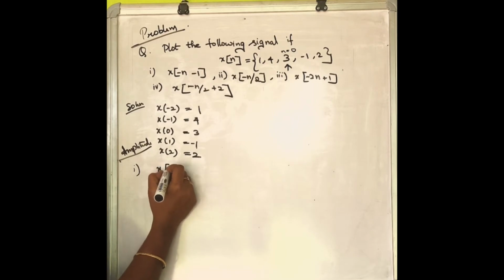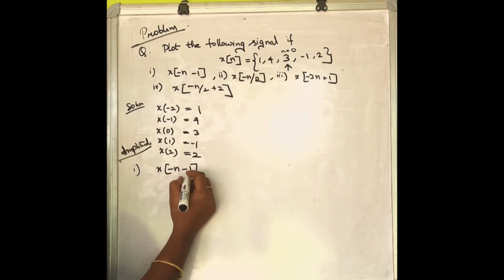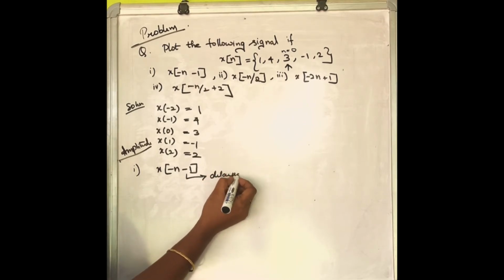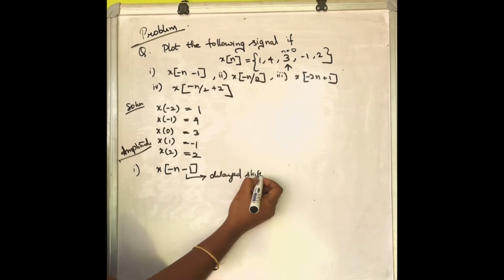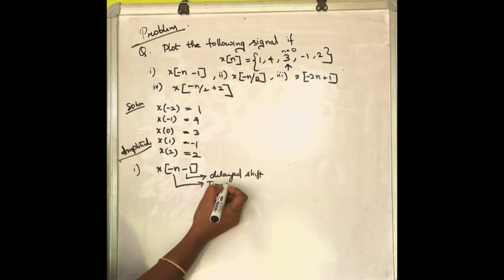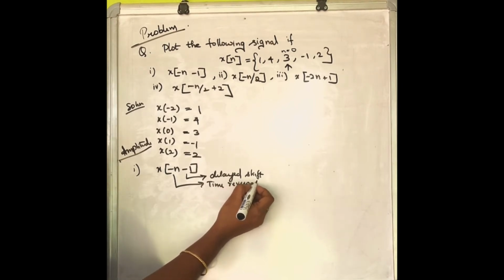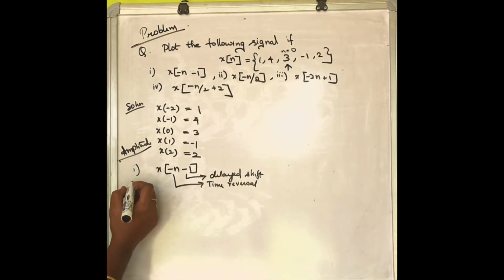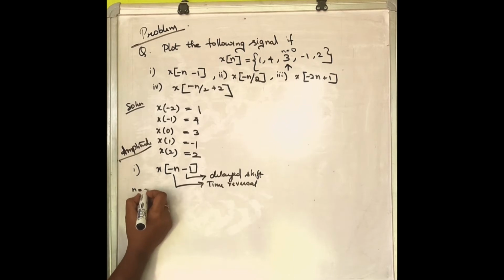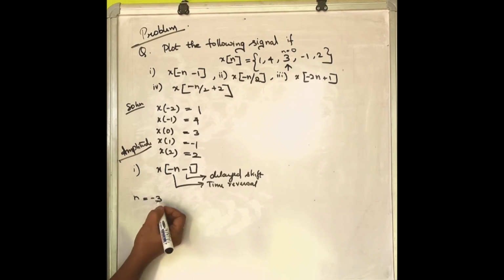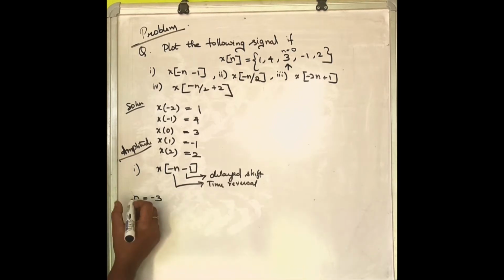x of -n -1. So -n stands for time reversal, and -1 stands for delayed shift. So here a delayed shift along with the time reversal takes place. Now when we say delay shift, your n becomes n is equal to -3. Delayed shift 1 towards the right.